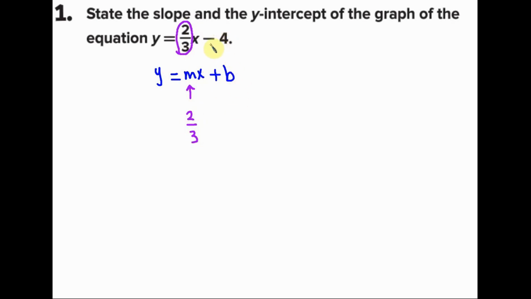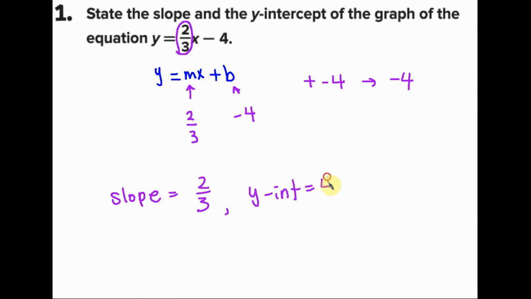The reason I'm counting this negative is because when you are looking at the form, you begin with plus b. But because your b is -4, when you have plus -4, they will simplify this and say, oh, this is just -4. So in here, my slope is equal to 2/3, and the y-intercept becomes -4.